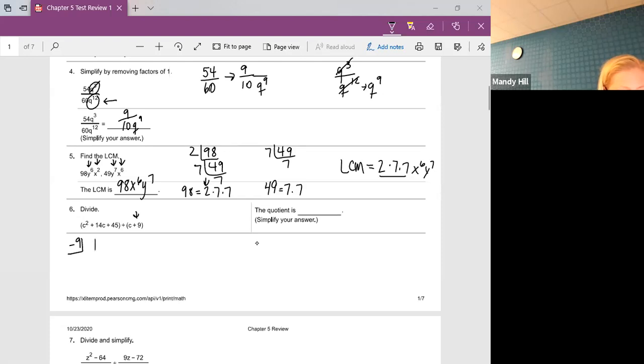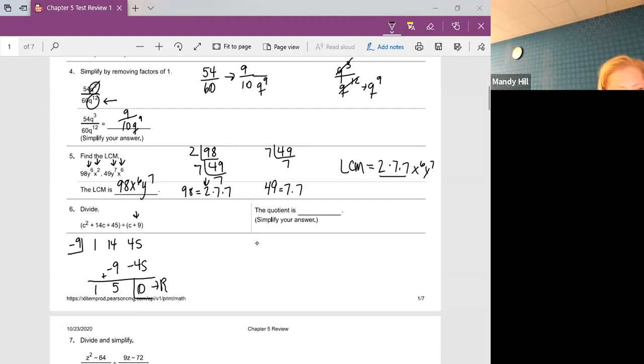So then you list your coefficients. We've got 1c squared, so we put 1. 14c, we put 14. 45, we put 45. Okay. Bring down the 1. 1 times -9 is -9. Then you add 14 plus -9 and get 5. 5 times -9 is -45. 45 plus -45 is 0. This last number is your remainder, which we don't have, our remainder is 0.